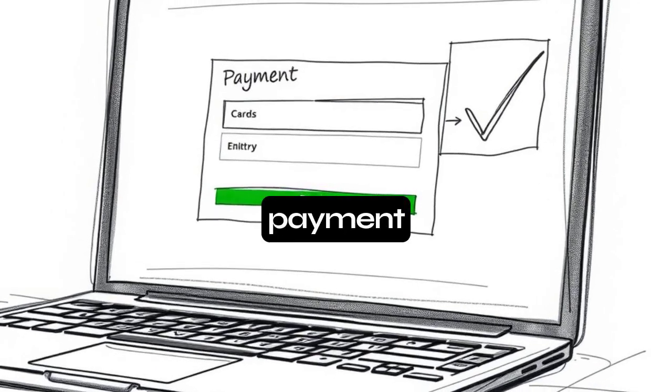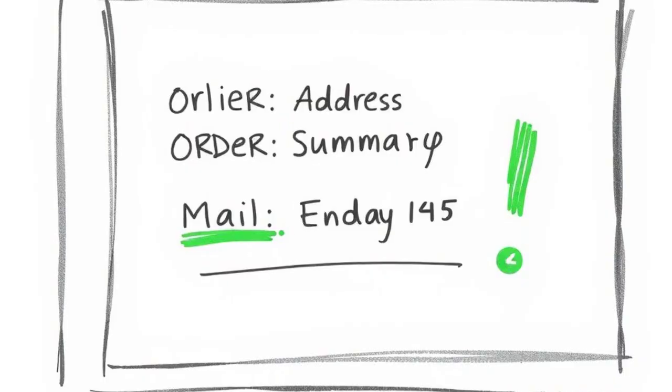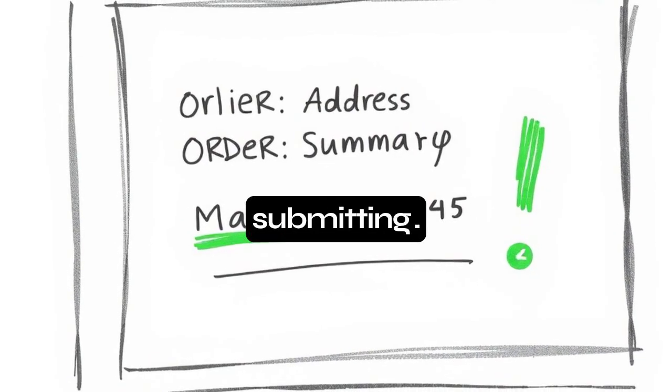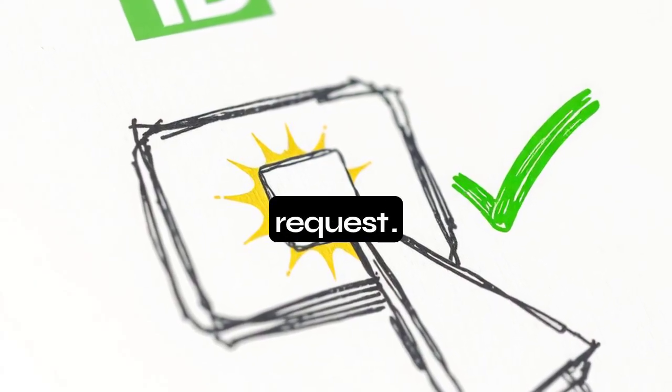Verify or add a payment method, confirm billing details, and check the total amount. Read the order summary carefully and confirm your mailing address before submitting. When everything looks correct, click Submit Order to place your check request.